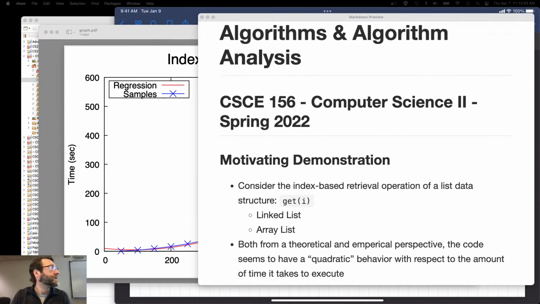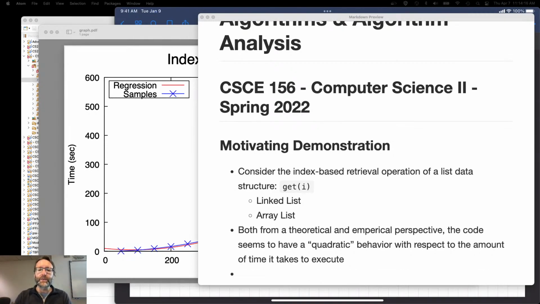So what I want to do is start developing a framework for not having to run these experiments. Instead, I just want to develop a framework for repeating that kind of theoretical analysis that we just did, and then coming up with, well, this seems like it's linear, or it seems like it's quadratic, or something like that. Before we do that, let's put this into perspective: how bad is our linked list code?